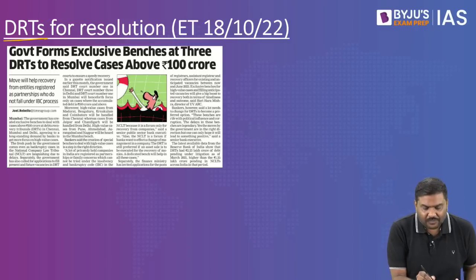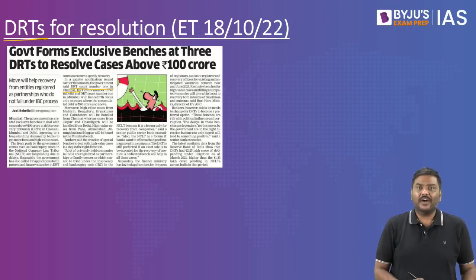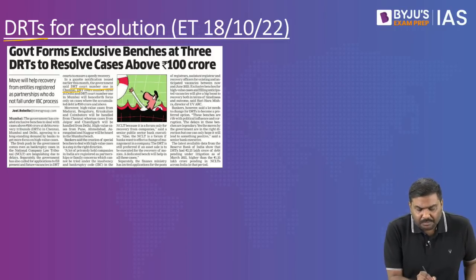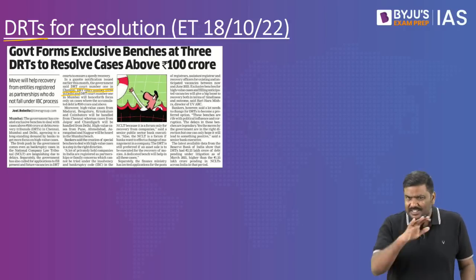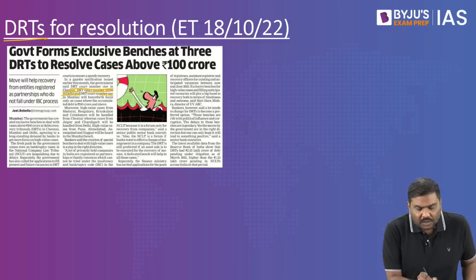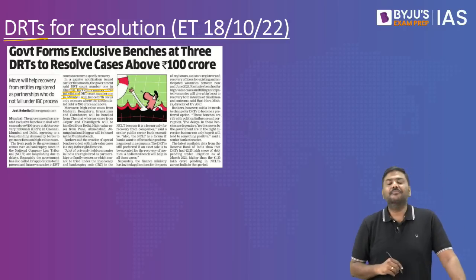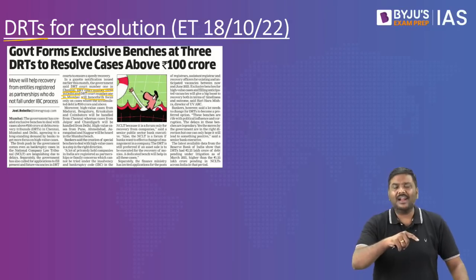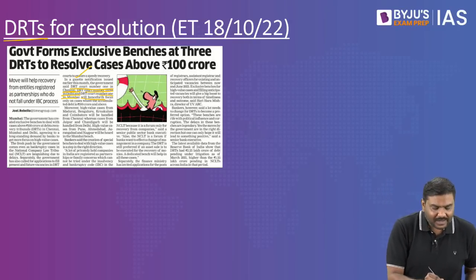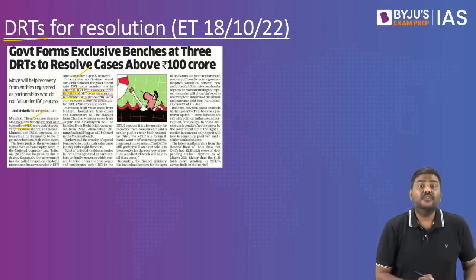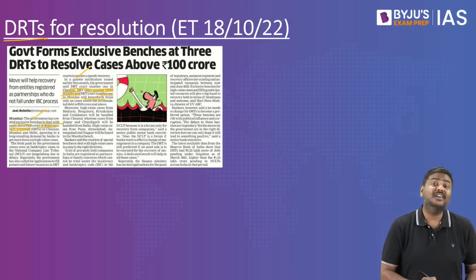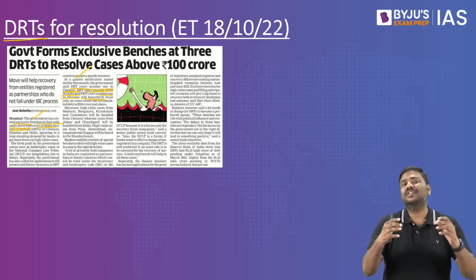Government of India has identified, remember this, three courts, that is three benches in the court: court number 1 in Chennai, court number 3 in Delhi, that is DRT court by the way, and DRT court number 1 in Mumbai. And all these three courts of DRT now will be handling high value cases, that is the cases where the value of the asset, the value of the loan in contention is more than 100 crore rupees. That is, the value of the debt is more than 100 crore rupees.